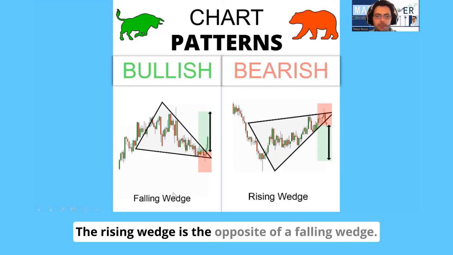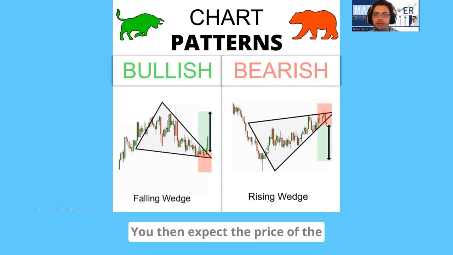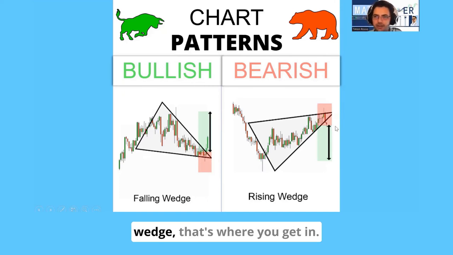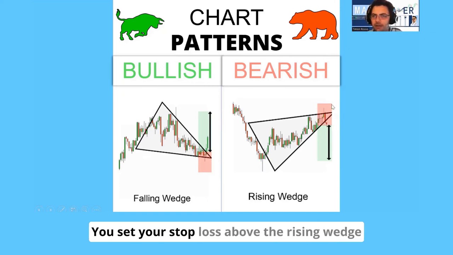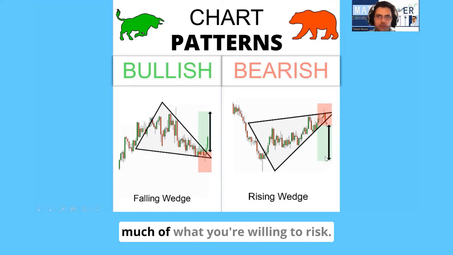The rising wedge is the opposite of a falling wedge. It's when the price of the market has been coming down. You then expect the price of the market to form a rising wedge. Once the market breaks below the rising wedge, that's where you get in. You set your stop loss above the rising wedge, and then you set your take profit twice as much of what you're willing to risk.